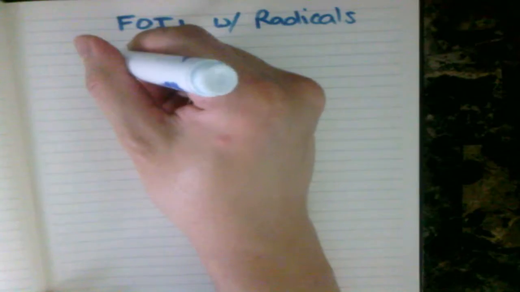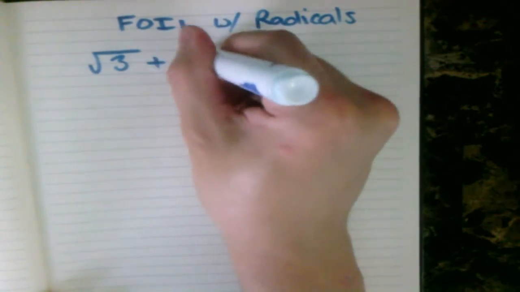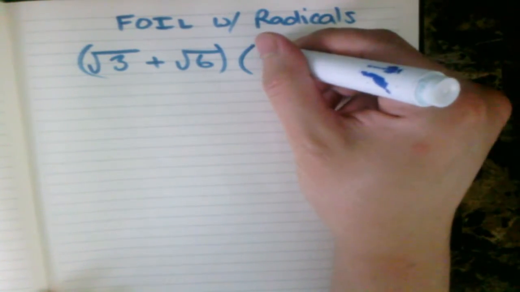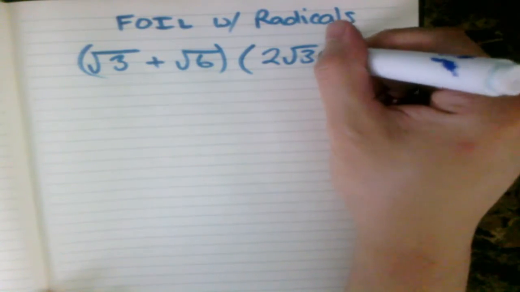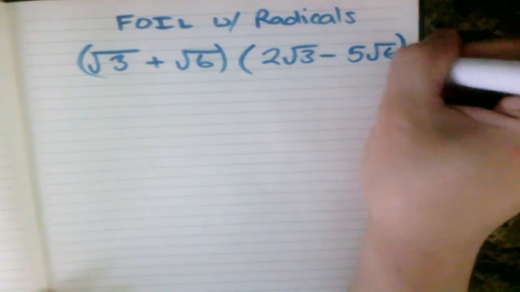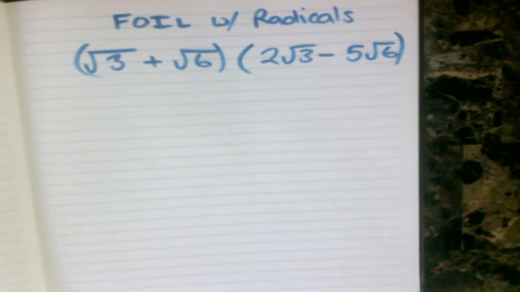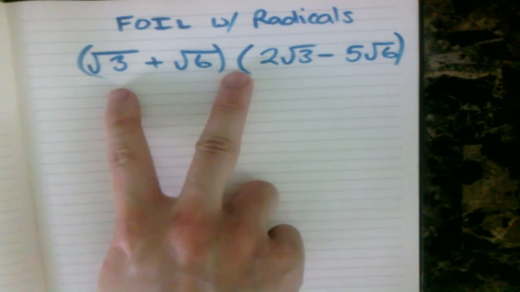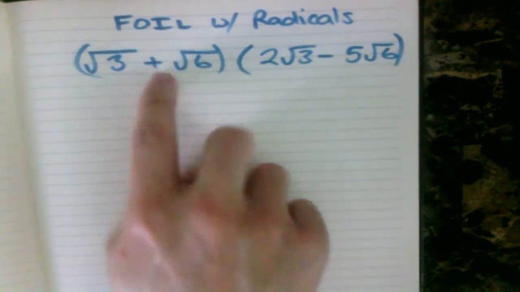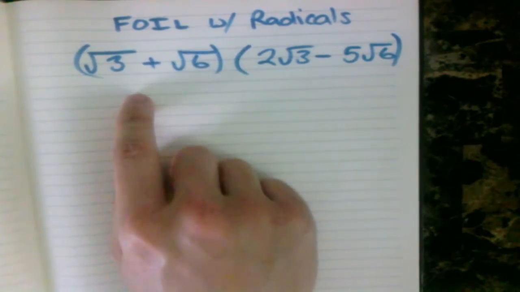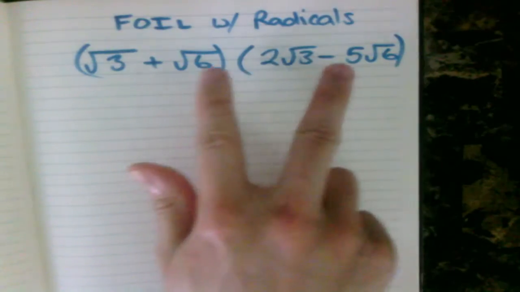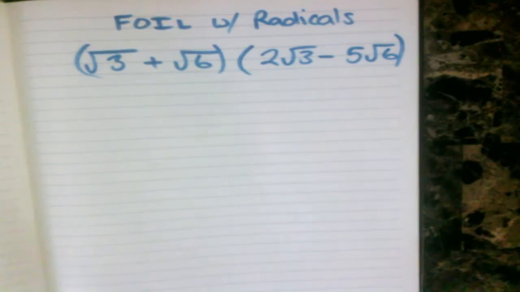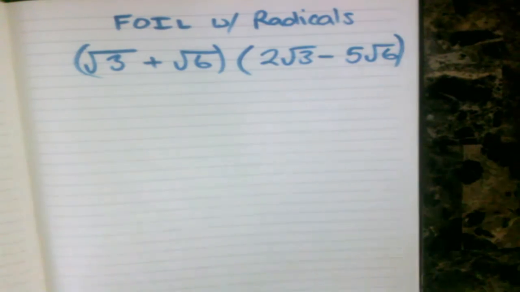Here's the example I was given: square root of 3 plus the square root of 6, in parentheses, times 2 root 3 minus 5 root 6. It's a FOIL problem, and we know it's a FOIL problem because I have two binomials inside parentheses, separated by their little plus and minus signs. There's no operation in between, so it must mean that we're multiplying. So remember FOIL, we've got to multiply our first, outer, inner, and last terms.